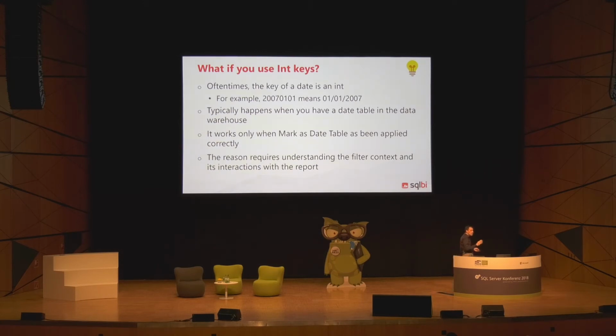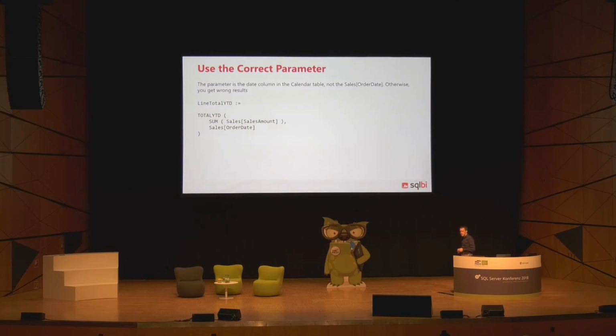But important, what happens if I have an integer key, which is a very common situation if you extract data from some data mart or data warehouse that stores dates this way? Since February 2018, we have Mark as Date Table. In the past, we didn't have this, so we had to do some other workaround. You will find articles about that also on SQLBI.com, but luckily, with the current version, we no longer need this. Remember, you have to specify the right date column, which is the date column from the date table. If you specify the date column from the sales table, it will simply not work because you apply the filter on the wrong column.